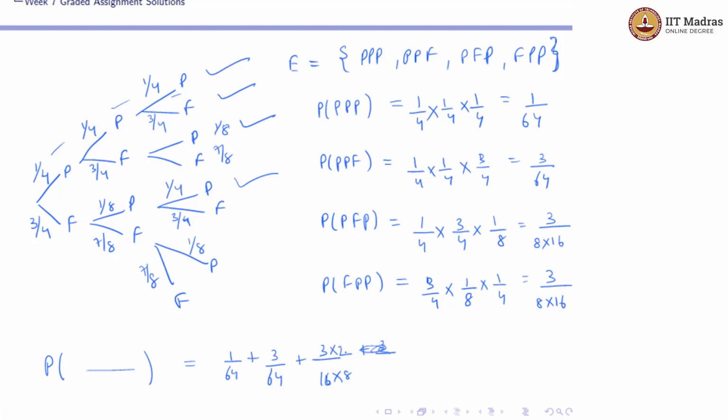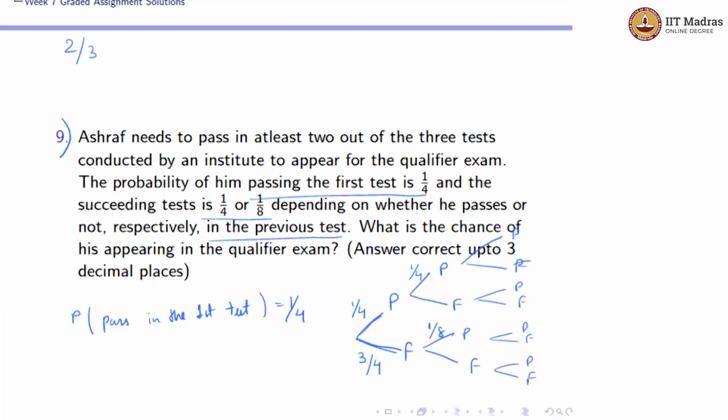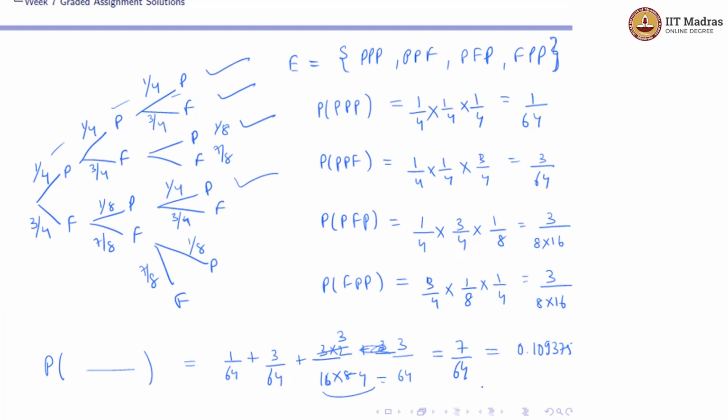Now this is 3. This is 6. So 2, 3. This is 4. So again, this is going to be 6 into 4 is 64. So this is again 3/64. So 3/64 plus 3/64 is 6/64 plus 1/64. That is 7/64, and it is nothing but 0.109375. You have to write your answer with 3 decimal places. So your correct answer is 0.109.